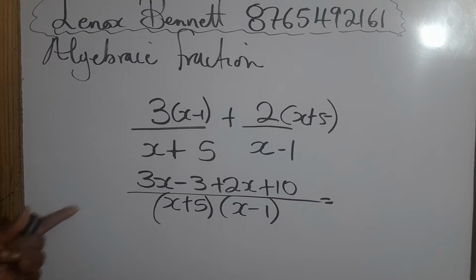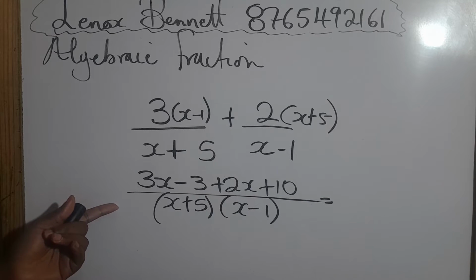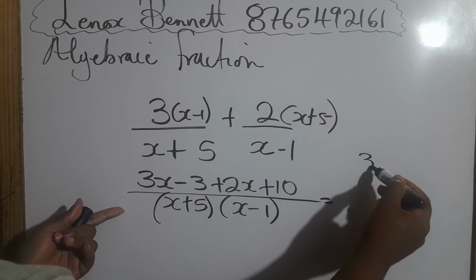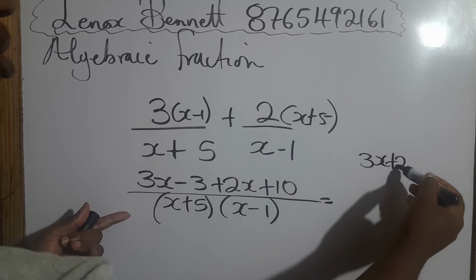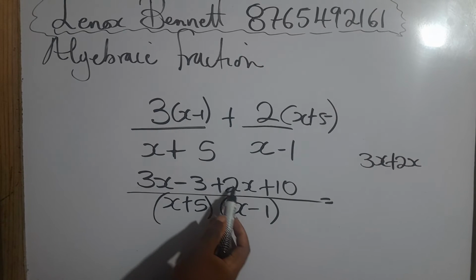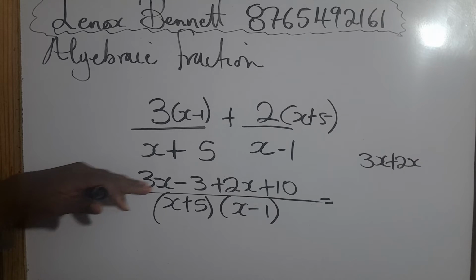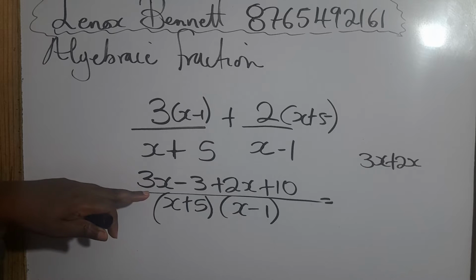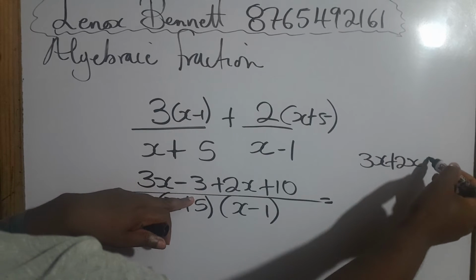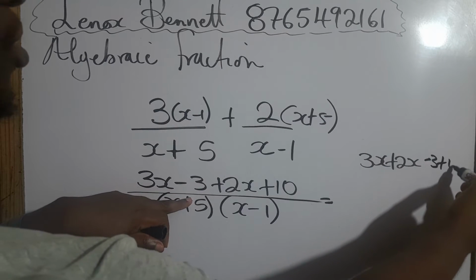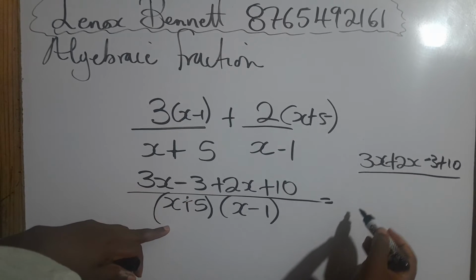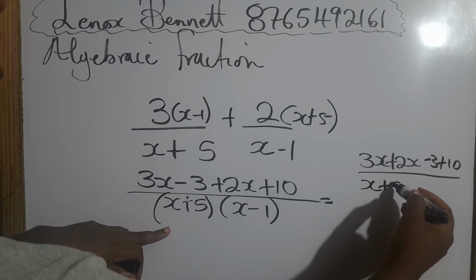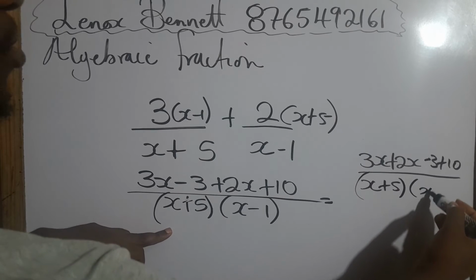Alright, so now we're going to group the like terms. What do I mean by that? All the x terms must be together and all the numbers must be together. So it's going to be 3x. Remember to put the sign in front of it. Students tend to change the sign at times. Everything is on the same side basically. There is no equal sign, so everything remains the same. Because this is minus 3 plus 10. And of course, we still keep our denominator, which is x plus 5 and x minus 1.